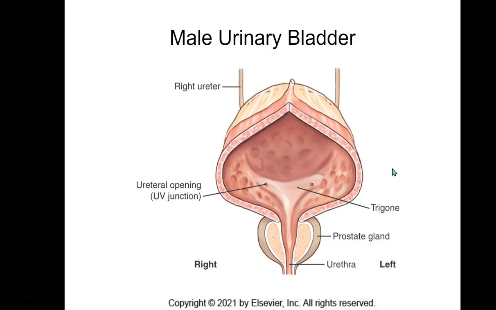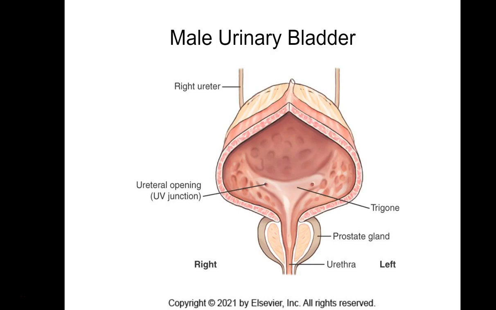Notice the trigone is smooth, whereas the remaining aspect of the inner bladder has numerous folds, and guess what? Those folds are called rugae, just like in the stomach, remember? As the bladder fills, the top of the bladder expands upward and forward towards the abdominal cavity.